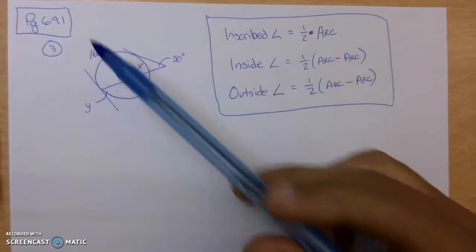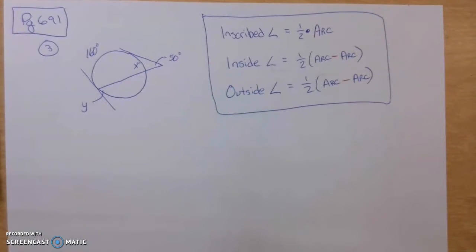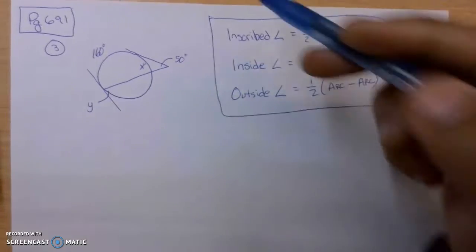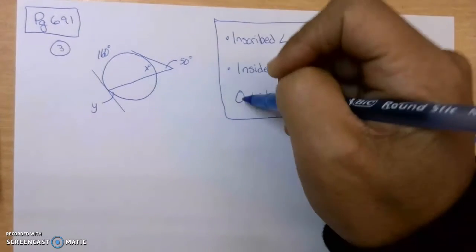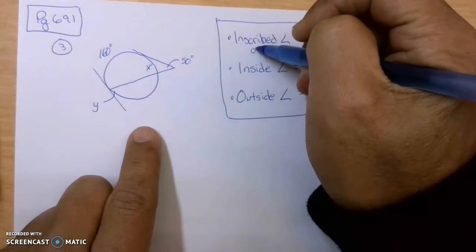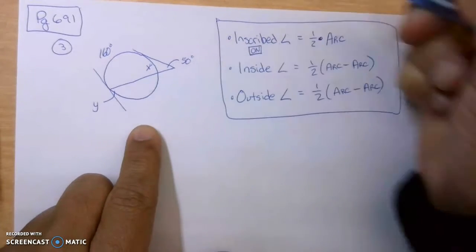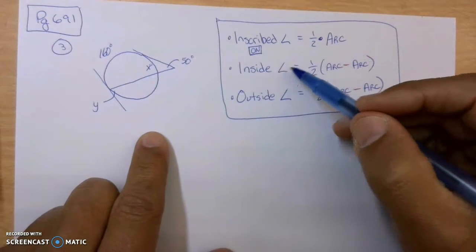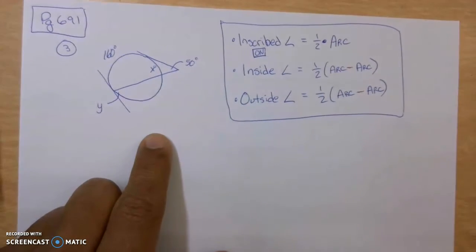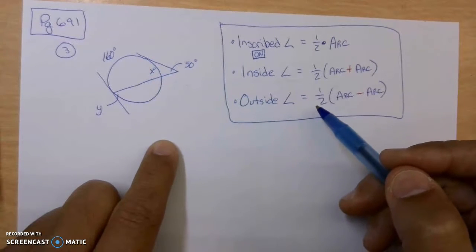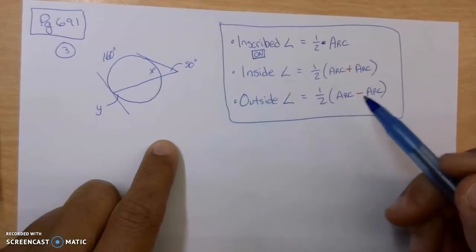All right, we're going to try some problems here on page 691, number 3. First of all, here are some of the basic formulas for angles and their arcs. An inscribed angle, which is literally on the circle itself, is equal to half the arc that it intercepts. If the angle is inside the circle, it's 1/2 arc plus arc. And if it's outside the circle, the angle is 1/2 arc minus arc.